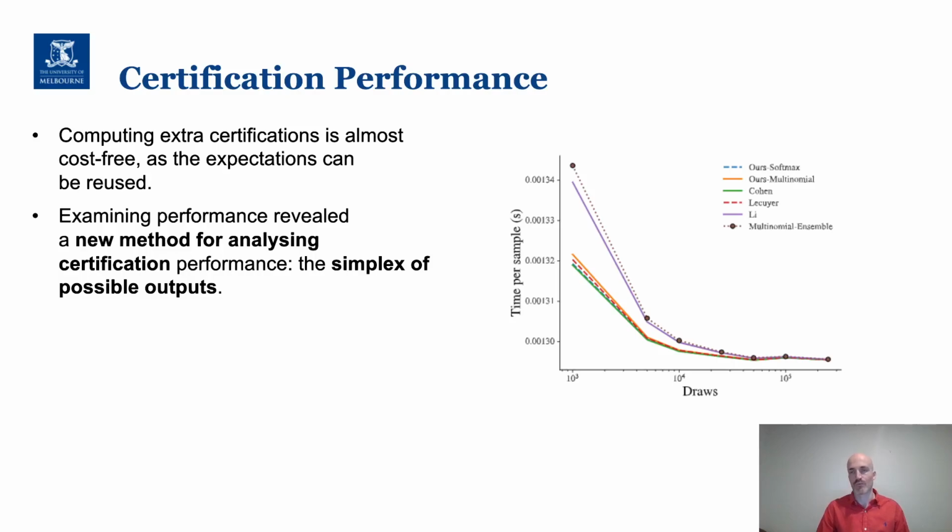However, at this point, we were really wondering, okay, we have this set of certifications that are built upon the same set of expectations, and they do produce these different levels of performance, and we can capture the best parts of both by taking this ensemble. But we also wanted to understand why the different techniques were performing better. And this led us to our next development, which is the simplex of possible outputs, which is a way of understanding relative performance between certification techniques.